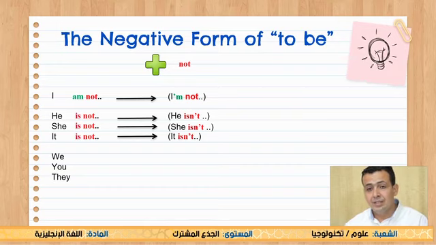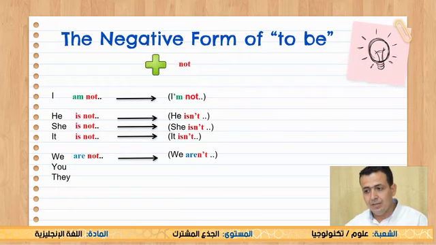Okay. So let's go ahead. We are not. So what do we do here? We shorten it, and it becomes we aren't. We are not American students, but we are Moroccan students.